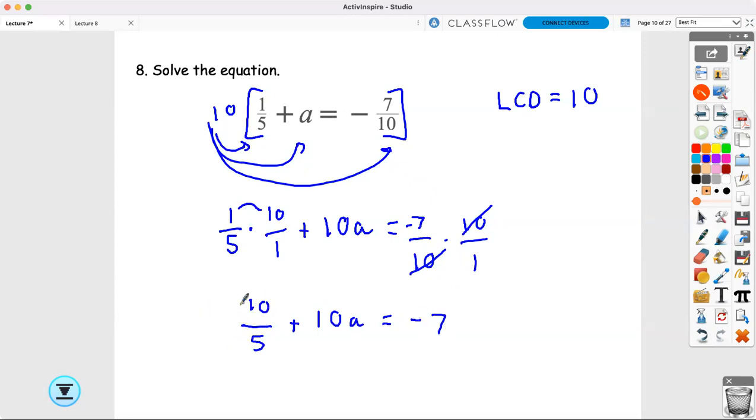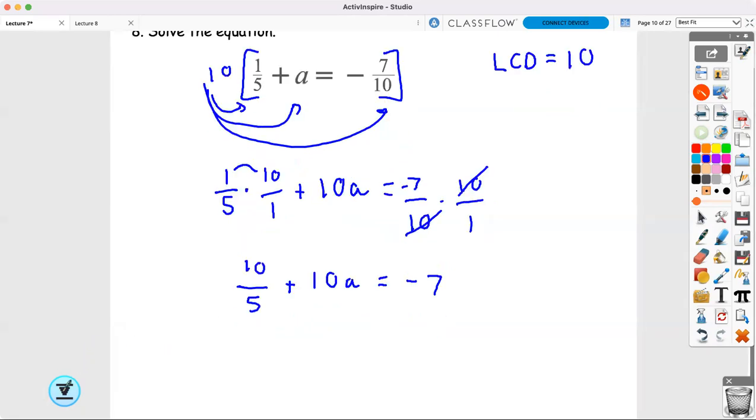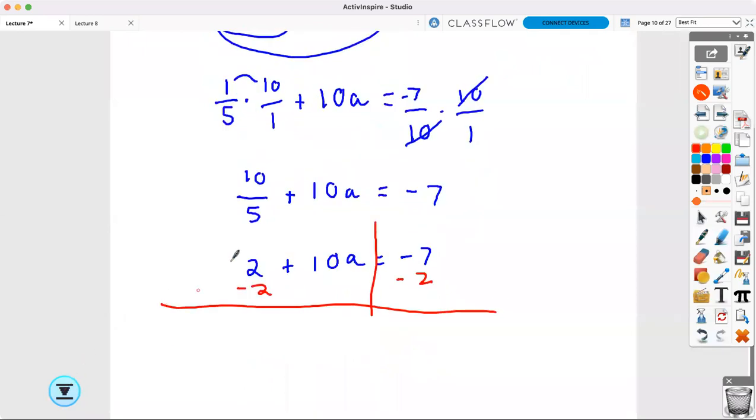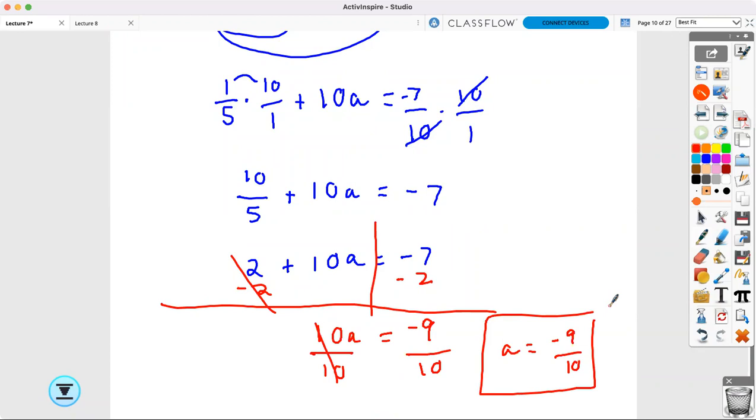Well, let's simplify this fraction. 10/5 is just 2. So it's 2 plus 10a equals -7. So now we need to use algebra to solve for a. I'm gonna subtract 2 first to get the 10a by itself. So this cancels out, and 10a equals -9. Divide both sides by 10, and we get a equals -9/10. And we're done.